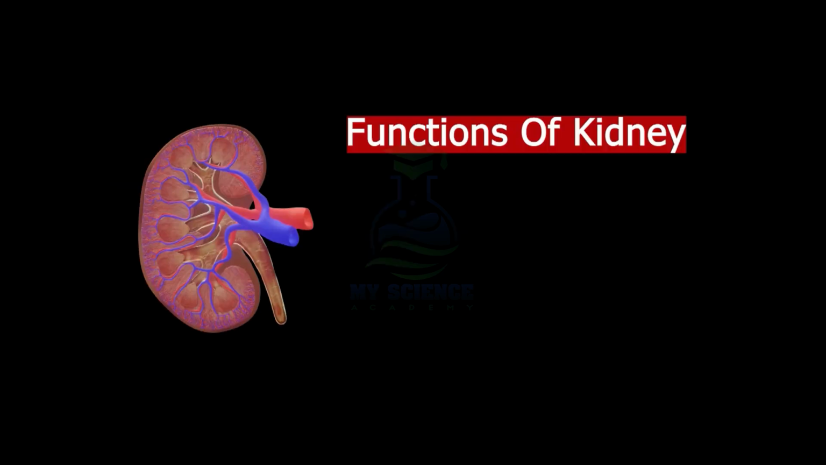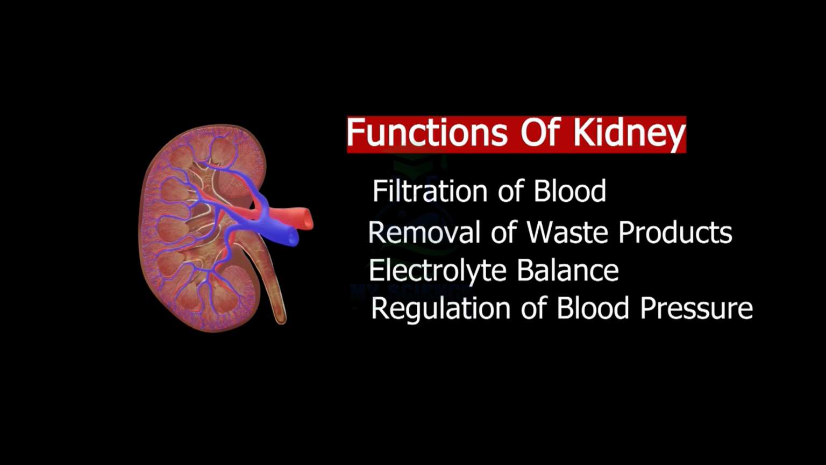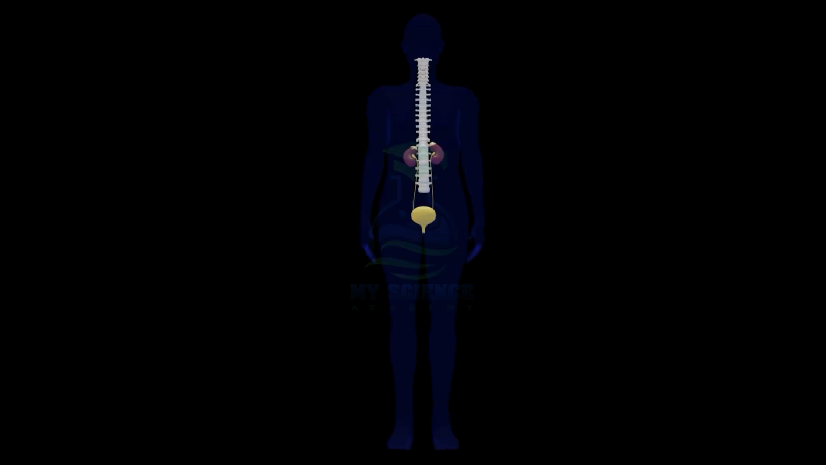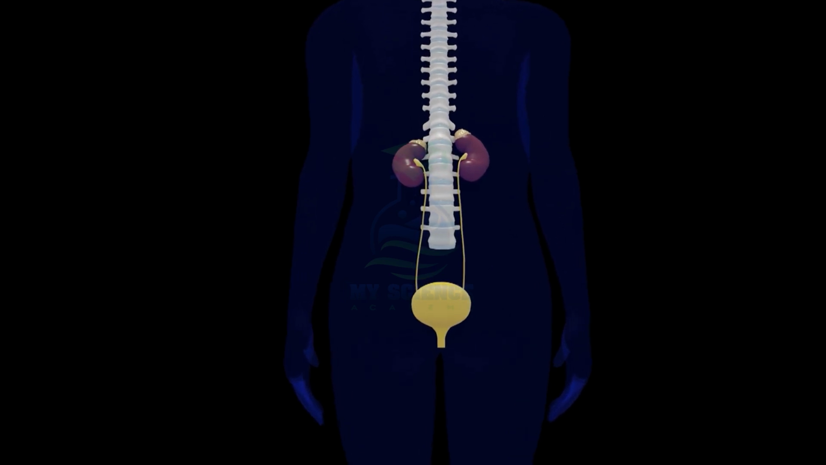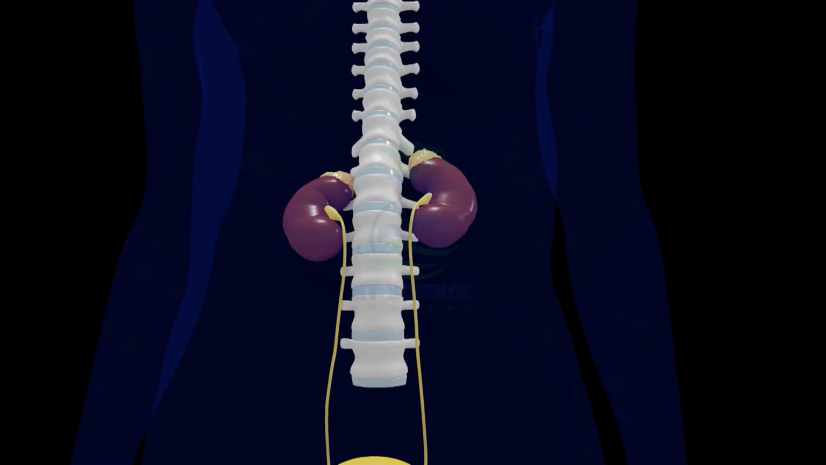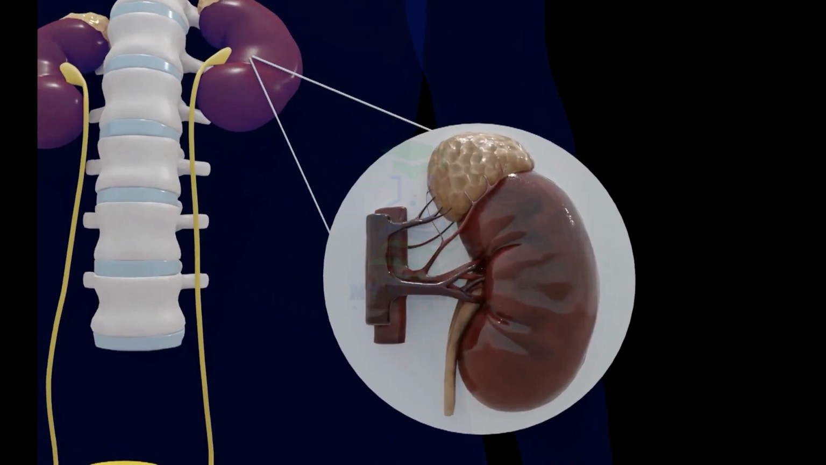What are the functions of the kidney? Number 1, filtration of blood, removal of waste products from the body, electrolyte balance, regulation of blood pressure and acid-base balance. It means the urinary system plays an essential role in maintaining the internal body environment. Let us learn about the external structure of the kidney first.